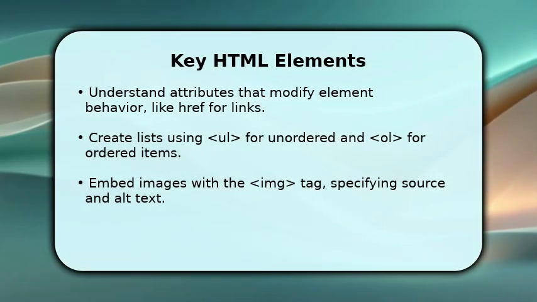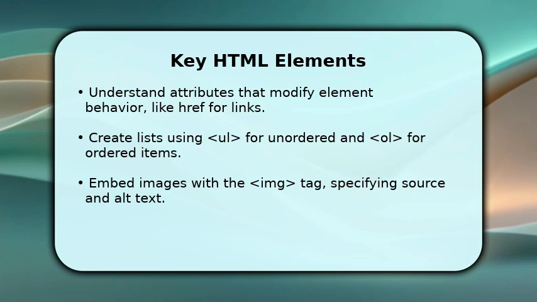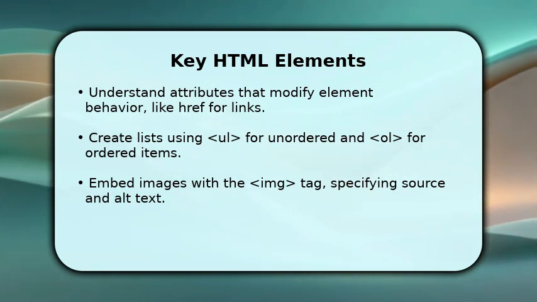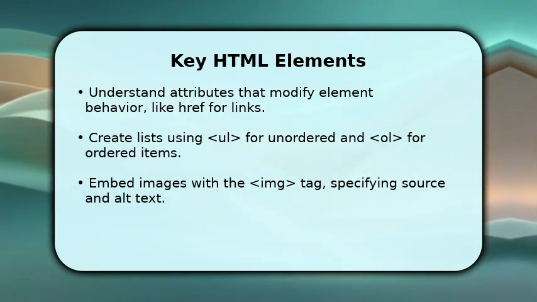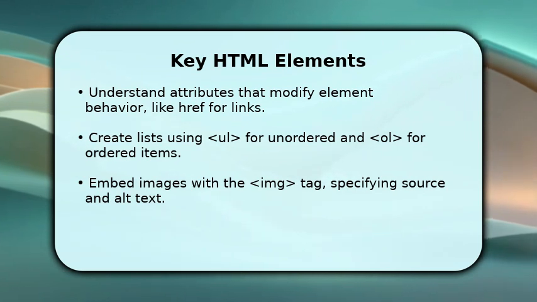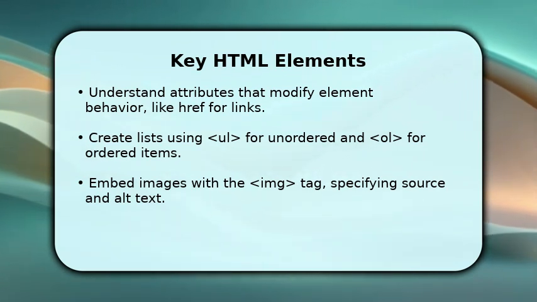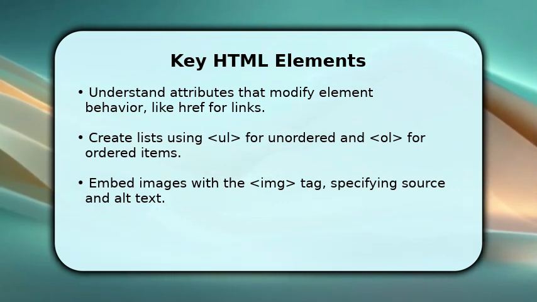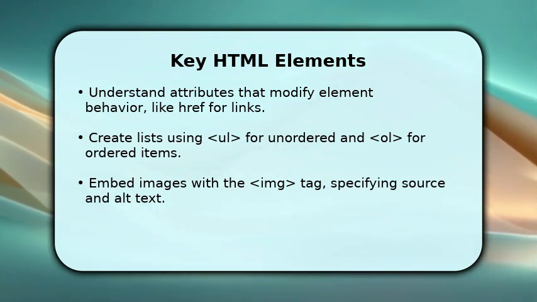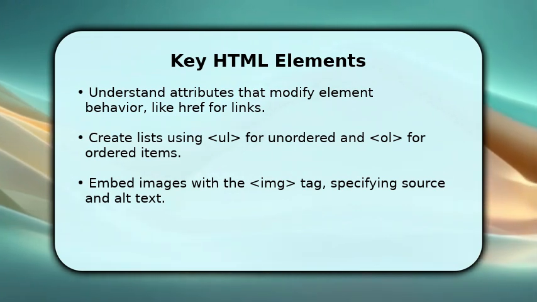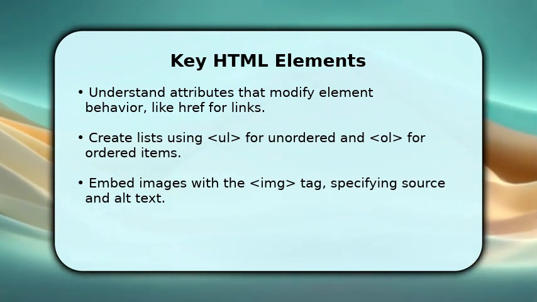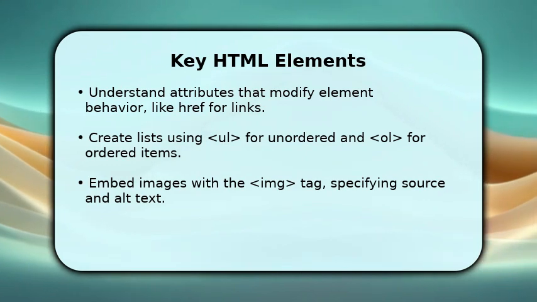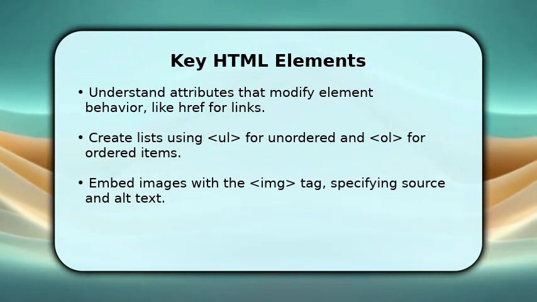Next, dive into essential HTML elements. Attributes provide additional information about elements, such as the href attribute for links, which specifies the destination URL. You'll often use ul for unordered lists and ol for ordered lists, with li for list items. To add images, use the img tag, always including src for the image path and alt for descriptive text.